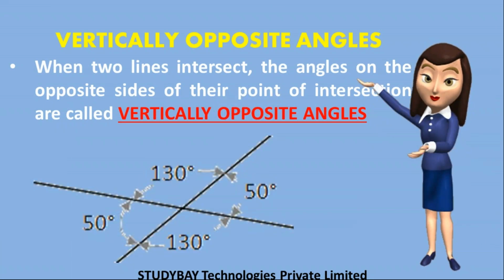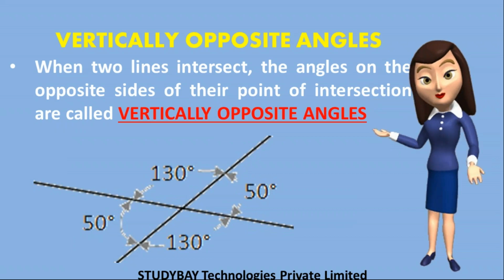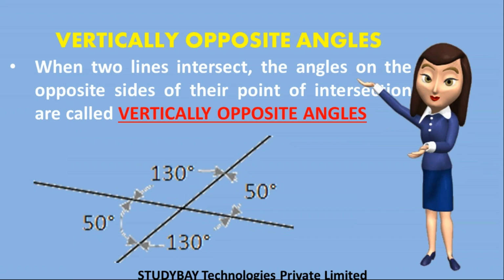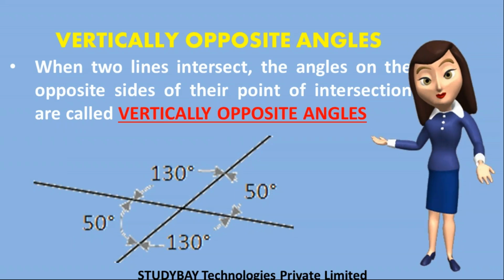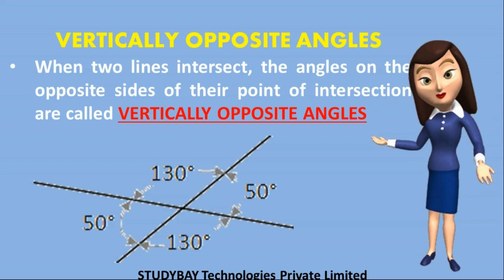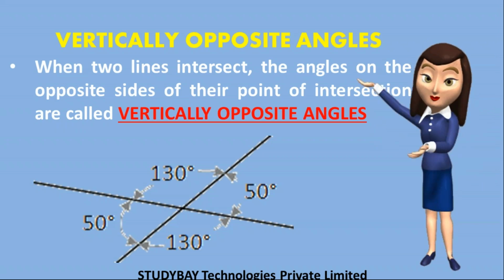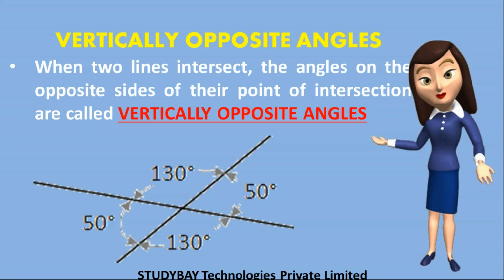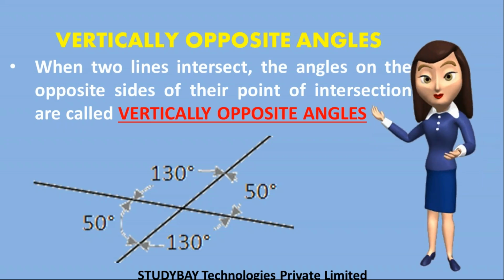We can see here that these two lines are intersecting each other, and the angles of 50 degree and 50 degree are a pair of vertically opposite angles, and similarly the pair of 130 degree and 130 degree are another pair of vertically opposite angles. So we can draw a reference from here that vertically opposite angles are equal in nature. Just remember this point, guys.